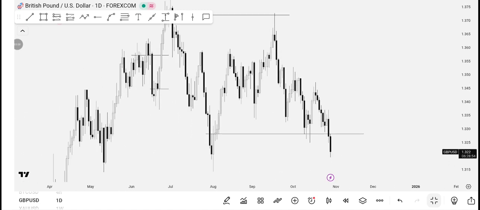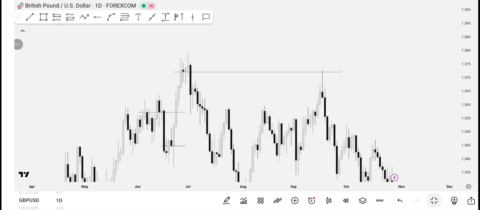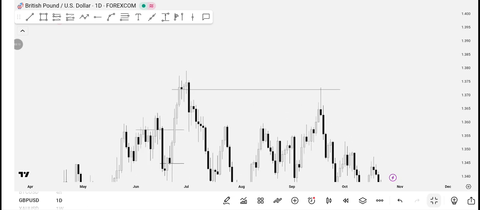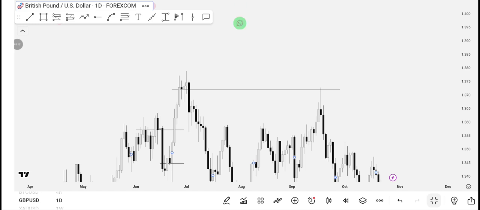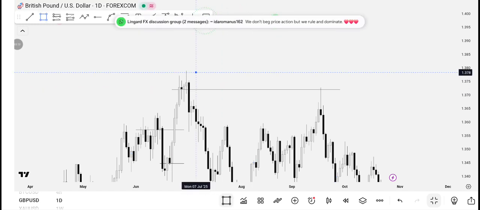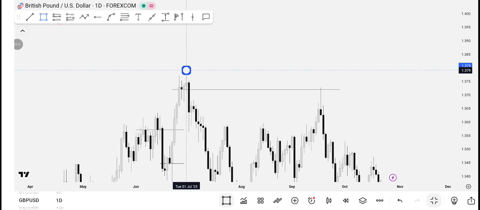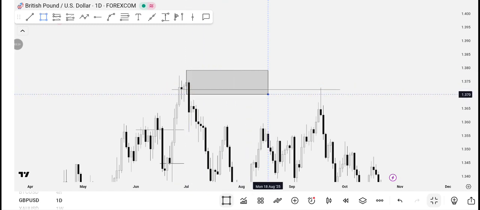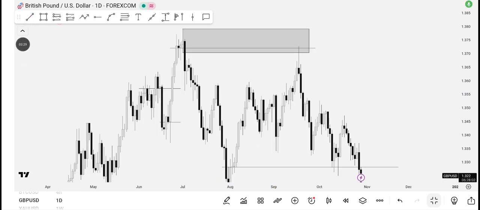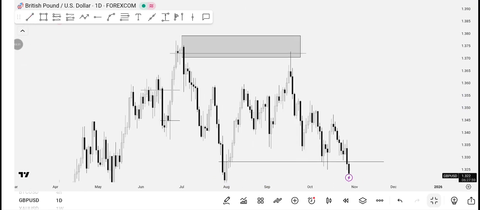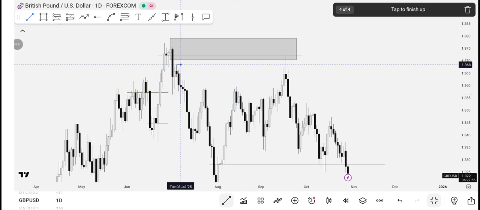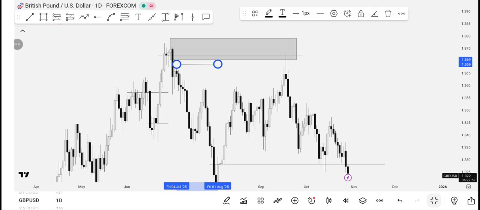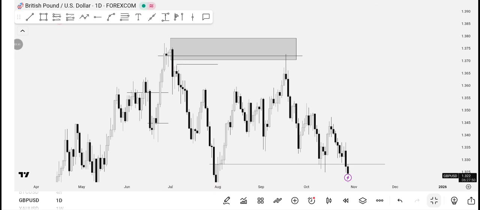Now, the resistance level on the weekly time frame is also an order block at the daily time frame. Then with this inducement or liquidity protecting our point of interest.